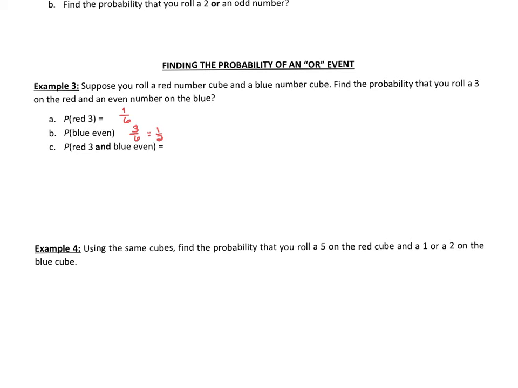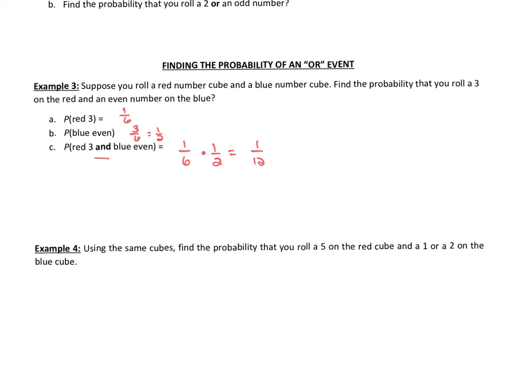But the probability that it's a 3 on the red and an even on the blue, well, that means both of them have to happen independently. So this is where we do the probability of 1/6 times 1/2. So this would be a 1 out of 12 chance that we get those numbers.